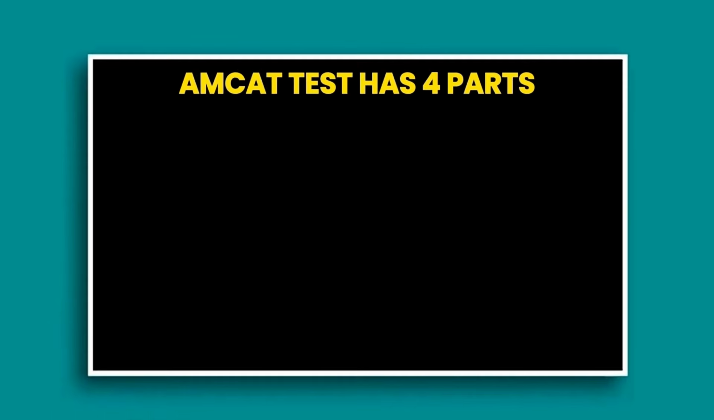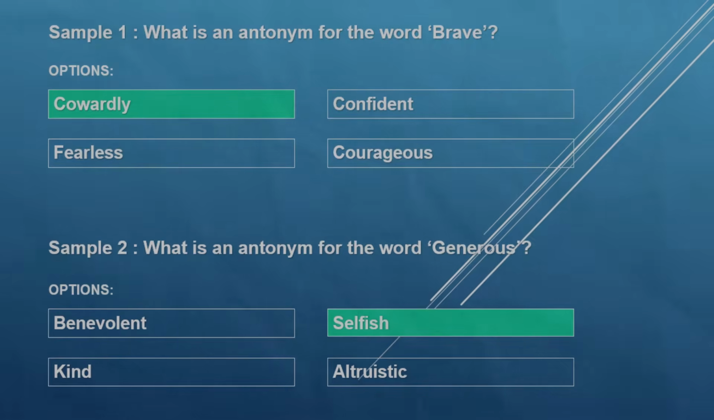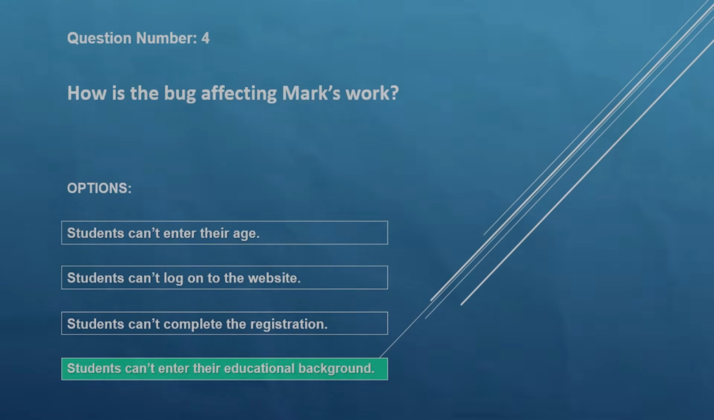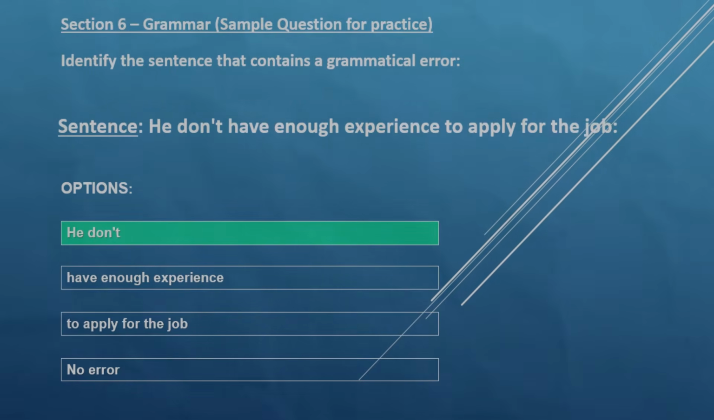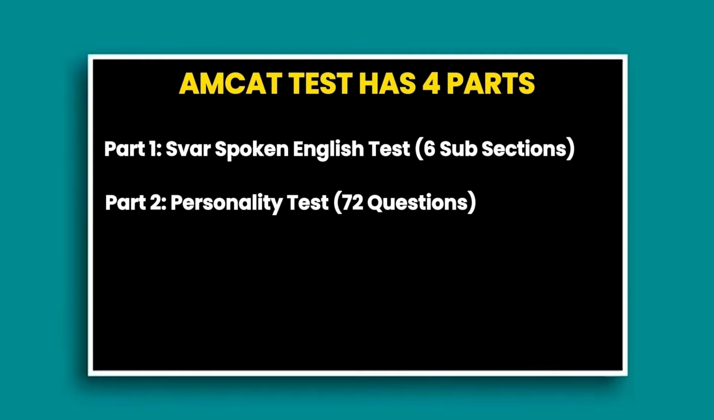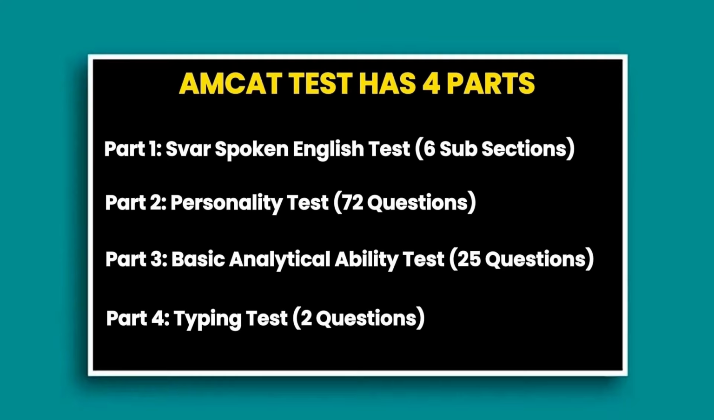Let's get started. As I told you in my previous video, this test has 4 parts. Part 1, Svar Spoken English Test, which has 6 subsections. And we have already covered everything you need to know about this part in my previous video. In this video, we'll cover briefing for the remaining 3 rounds, which are Part 2, Personality Test, Part 3, Basic Analytical Ability Test, and Part 4, Typing Test. Let's move on to Part 2, Personality Test.